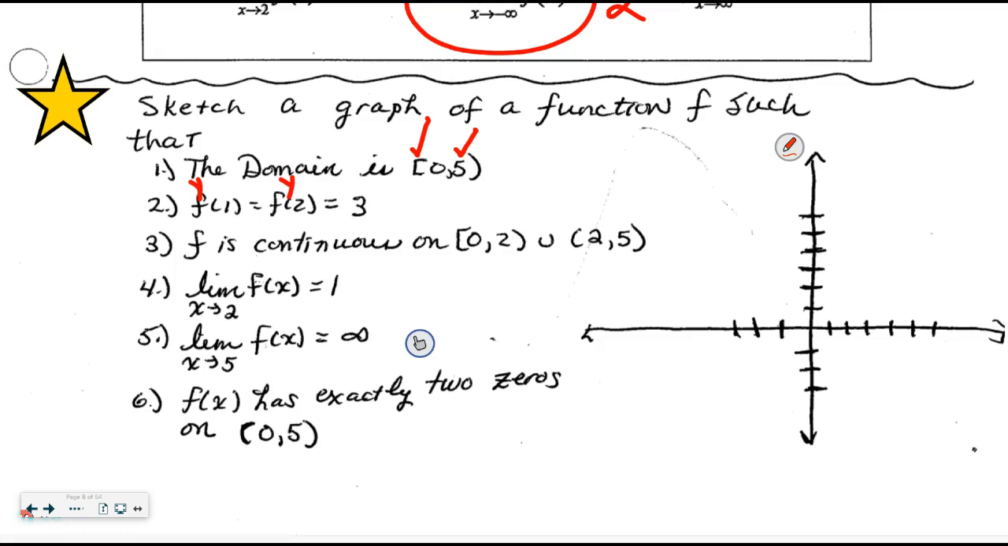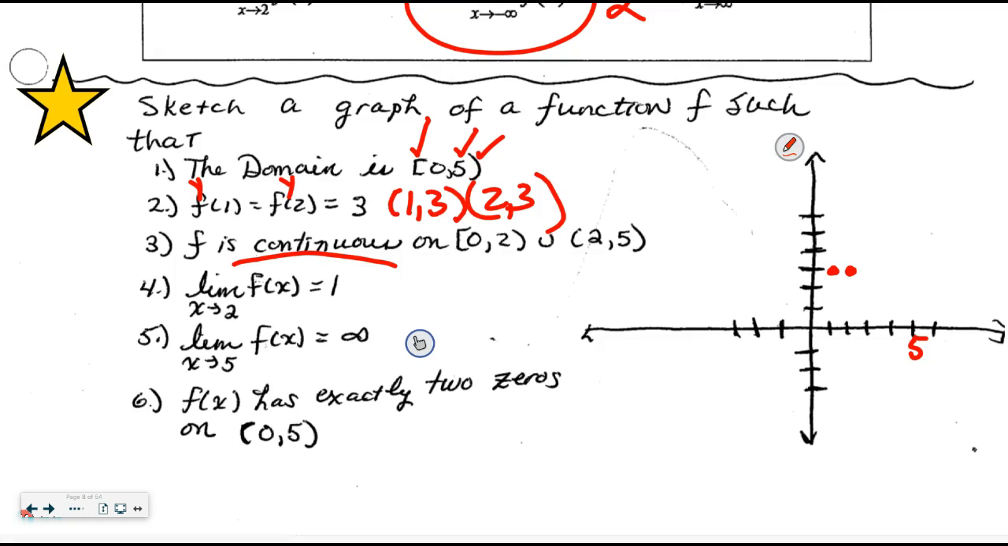which is 3. So I've got 1, 3 and 2, 3 with some solid dots. So 1, 3, 2, 3. And again, you should try this yourself, but I'm continuous from 0 to 2. What that means is I don't lift my pencil. So from 0 to 2, do not lift your pencil, and from 2 to 5, and remember 2, 3, 4, 5, right here is 5. I have to end my journey at 5, but I can never quite get there.